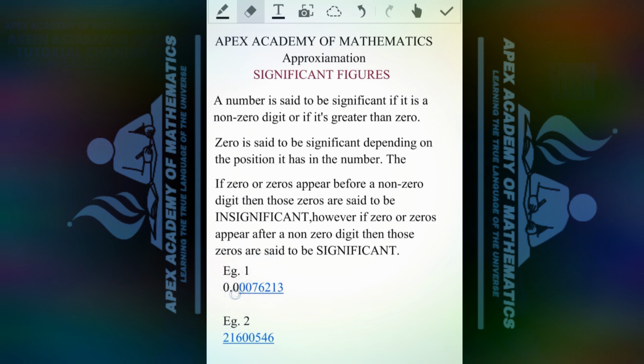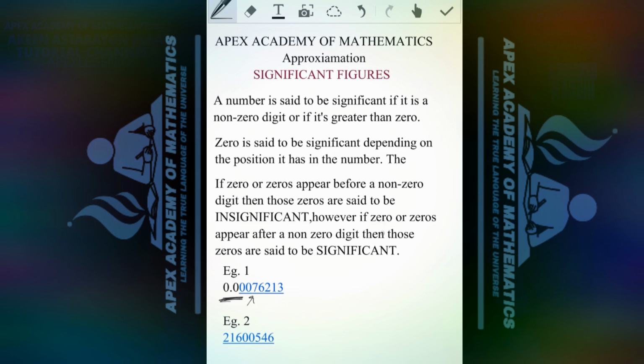All right, if 0 or zeros appear before a non-zero digit, then these zeros are said to be insignificant, meaning that 7 right here is my significant value, or my first significant value. But since these zeros here appear before the 7, those zeros are insignificant, meaning that no matter how many of those zeros I put before the point or after the point, as long as they appear before the first non-zero digit, they are said to be insignificant. They will not increase or decrease the value of the number.